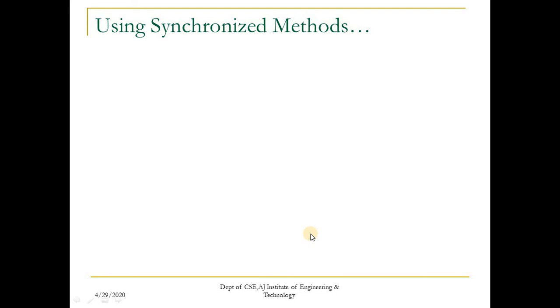Now, how can we achieve synchronization? We can achieve this by using synchronized methods. All objects have their own implicit monitor associated with them. To enter an object's monitor, just call a method that has the synchronized keyword. If you want a thread to enter an object's monitor, we need to call a method that has the synchronized keyword. So let us see how to do it.